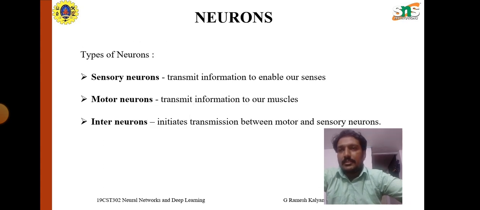So next one is the types of neurons. There are mainly three types of neurons. The first one is sensory neurons, the second one is motor neurons, and the third one is interneurons. The sensory neurons are responsible for transmitting information to enable our senses. The next one is the motor neuron. This is responsible for transmitting information to all our muscles. And next one is the interneuron. This is responsible for initiating the transmission between the motor and sensory neurons.